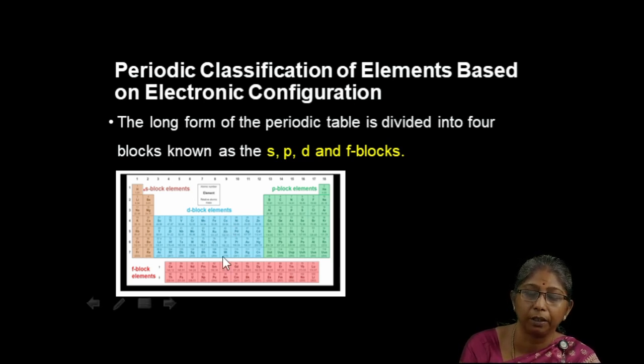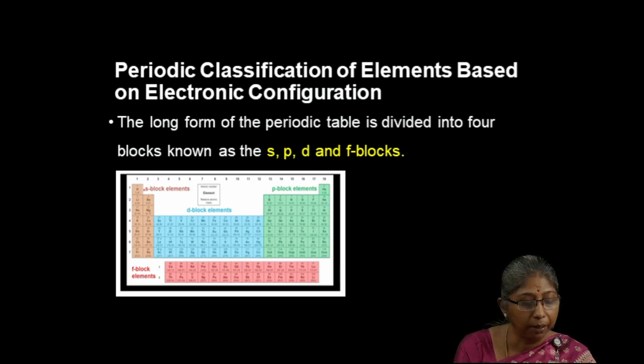and F block elements. S block elements come at the extreme left of the periodic table, and P block elements come to the right of the periodic table, and the D block elements are present at the center, and the F block elements are present at the bottom most of the periodic table. Now we'll see what are S block elements, P block elements, D block and F block.